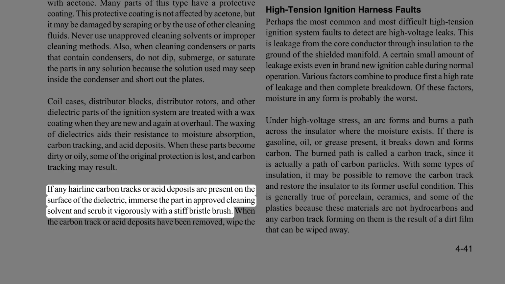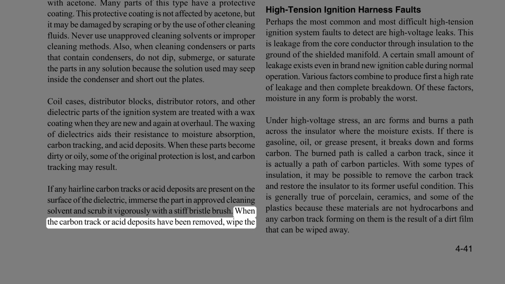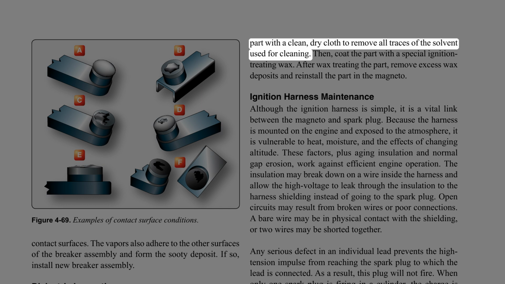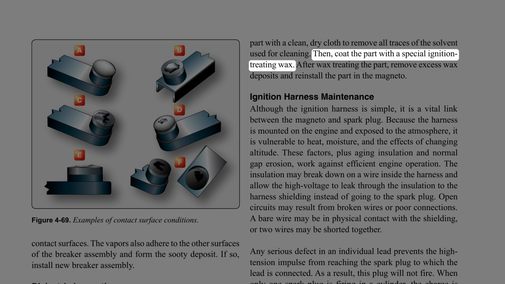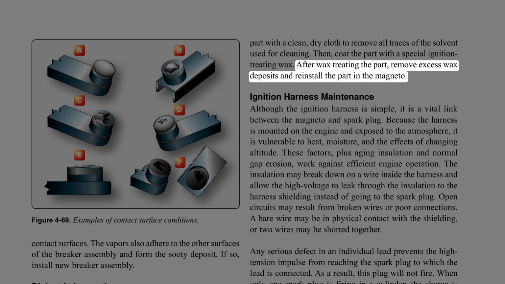If any hairline carbon tracks or acid deposits are present on the surface of the dielectric, immerse the part in approved cleaning solvent and scrub it vigorously with a stiff bristle brush. When the carbon track or acid deposits have been removed, wipe the part with a clean, dry cloth to remove all traces of the solvent used for cleaning. Then, coat the part with a special ignition treating wax. After wax treating the part, remove excess wax deposits and reinstall the part in the magneto.